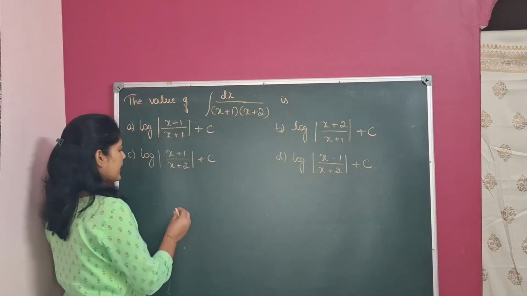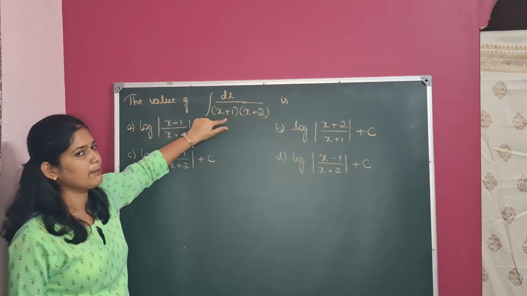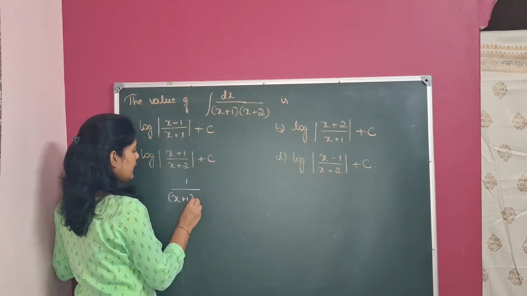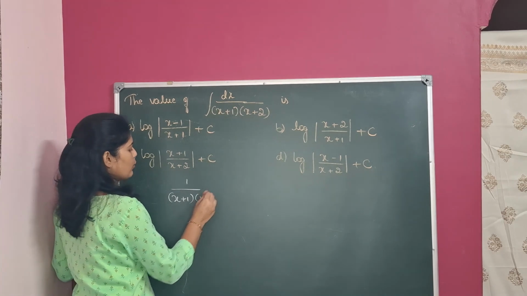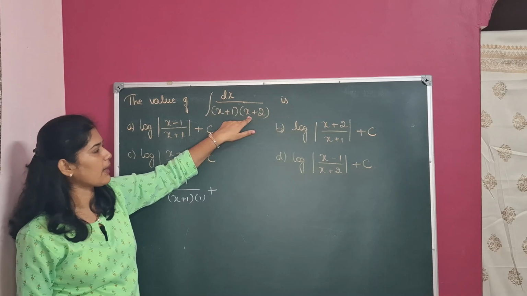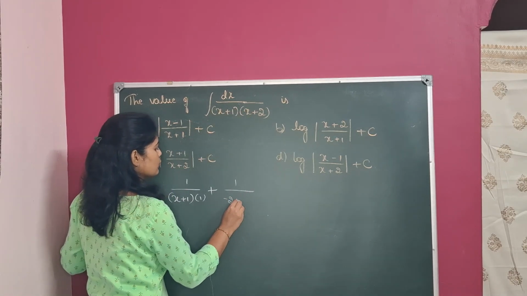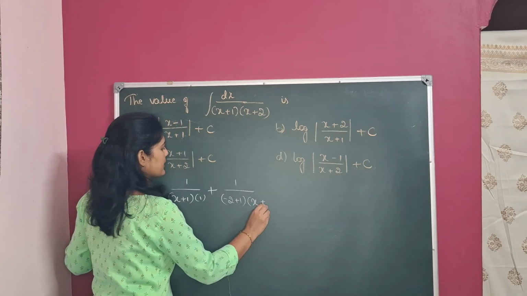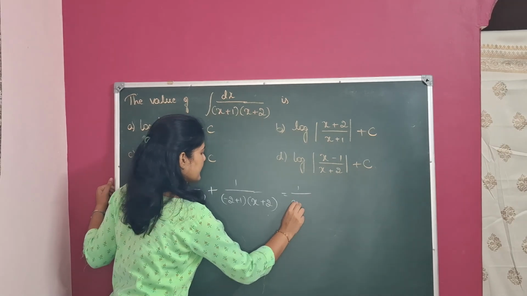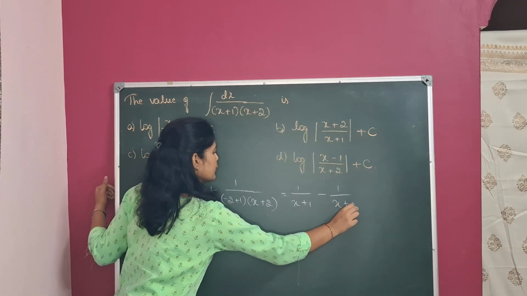I am using the method directly, that is, substitute x equal to minus 1 except this term. That means we get 1 by (x plus 2), that is minus 1 plus 2, which is 1. To find the value of B we have to substitute x equal to minus 2 except this term. That means 1 by (minus 2 plus 1) into (x plus 2). Therefore, the function will be 1 by x plus 1 minus 1 by x plus 2.